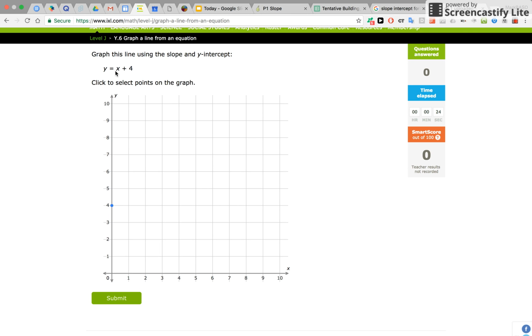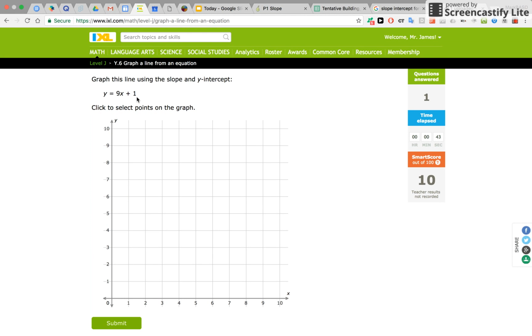So if the slope is 1, that means the vertical change is 1, and the horizontal change is 1. Up 1, over 1. That's what the graph looks like.